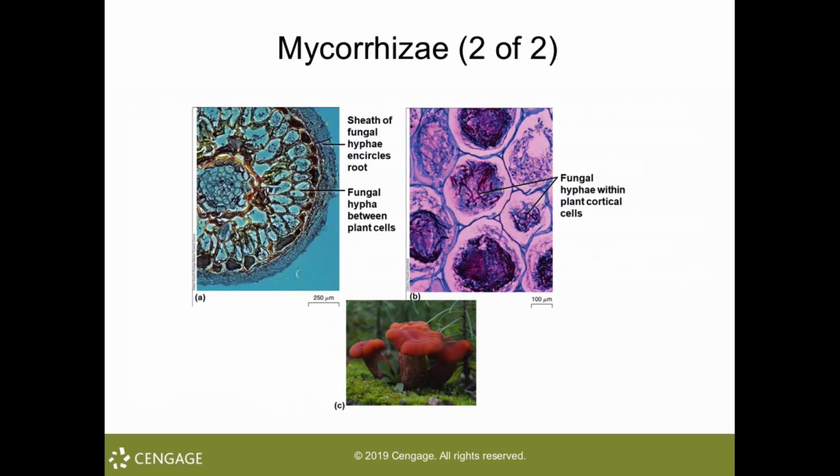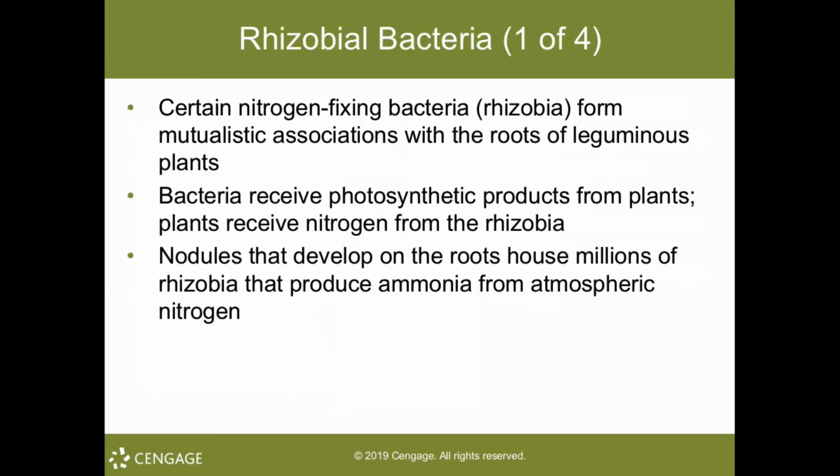Let's get to the second of two. The second of two will be how rhizobial bacteria fix nitrogen in the roots of leguminous plants. Certain nitrogen-fixing bacteria, collectively called rhizobia, form associations with the roots of leguminous plants such as soybeans, peas, clover, and the list goes on. Nodules are those swellings that house millions of the rhizobia as they develop on the roots.